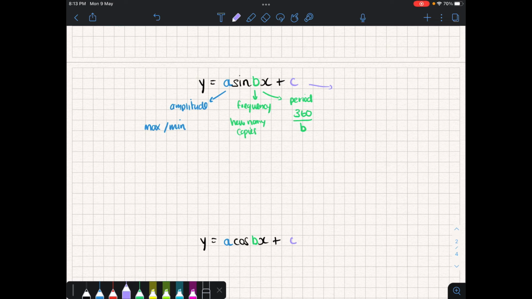And C, this is just a translation. It's just a shift vertically up or down. And in the same sense, we looked at cos and we saw that A also happened to be a change in amplitude. Right? The number in front of cos will change its amplitude.